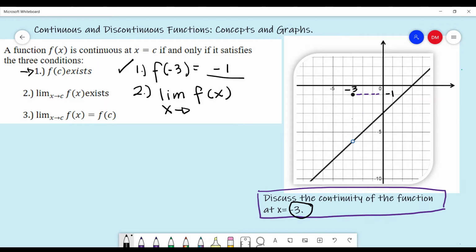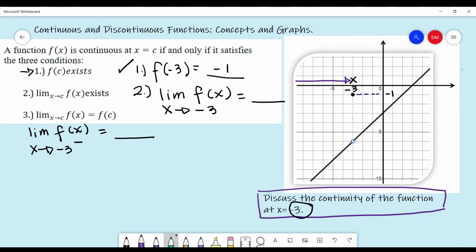So what is the limit of the function as x approaches negative 3? To be able to find the limit of the function as x approaches negative 3, we have to find the limit of the function as x approaches from the left, as well as the limit of the function as x approaches from the right. So let us start from the left hand limit. Limit of f of x as x approaches negative 3 from the left. Okay, so here is our x. So the limit as x approaches negative 3 from the left.